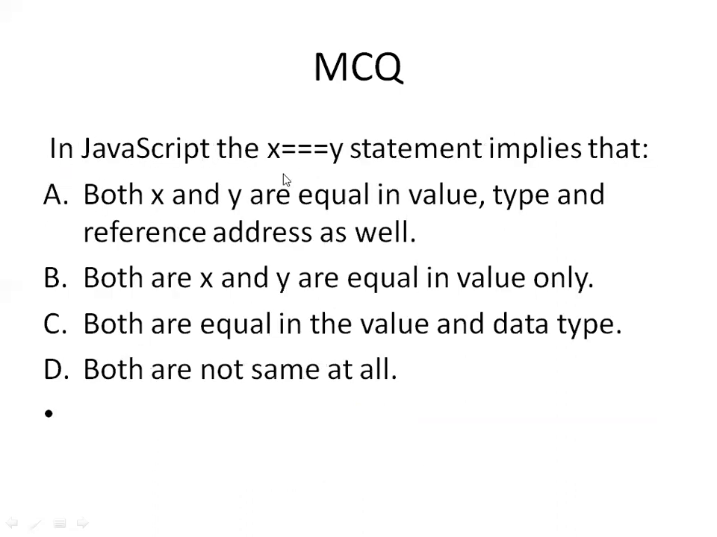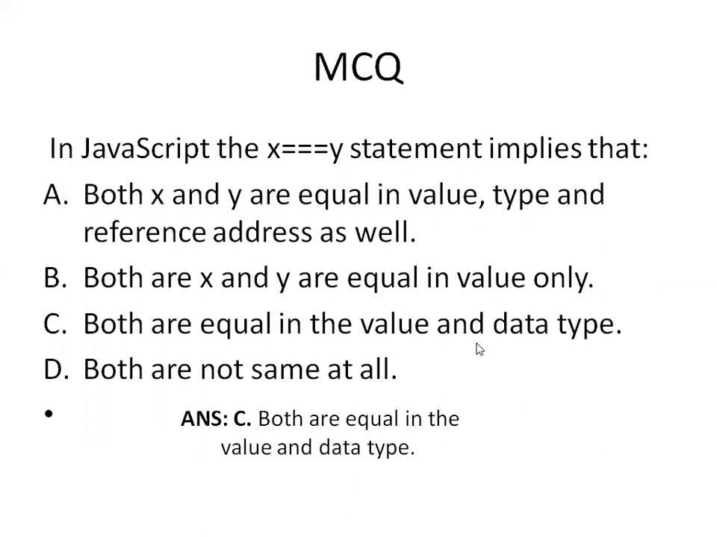In JavaScript, the x triple equal to y statement implies what? Option A, both x and y are equal in value, type, and reference address as well. Option B, both x and y are equal in value only. Option C, both are equal in the value and data type. Option D, both are not the same at all. Here we have three equal signs. If it is two equal signs, we are just checking the condition. Here, with three equal signs, both are equal in the value and data type. Therefore, option C is the correct answer.